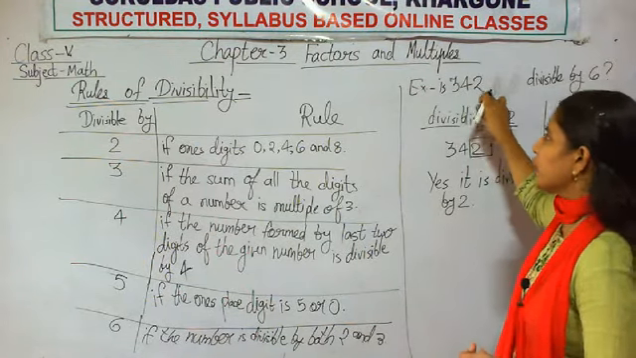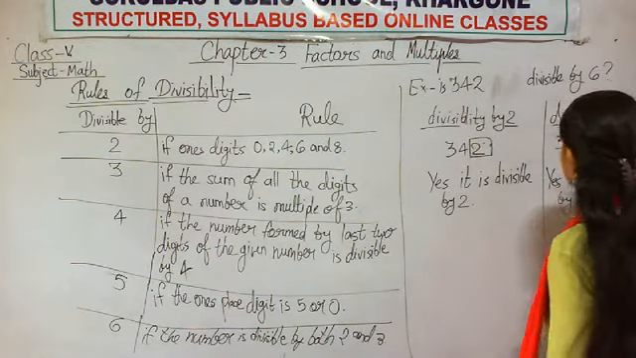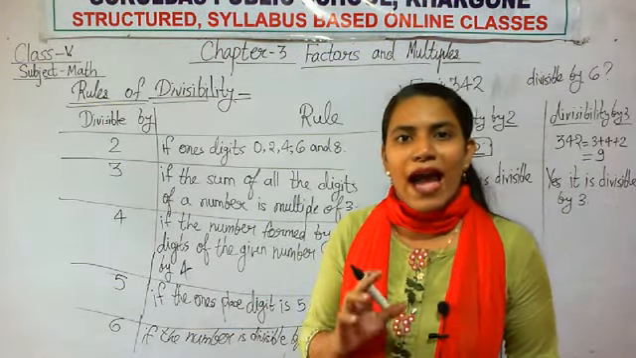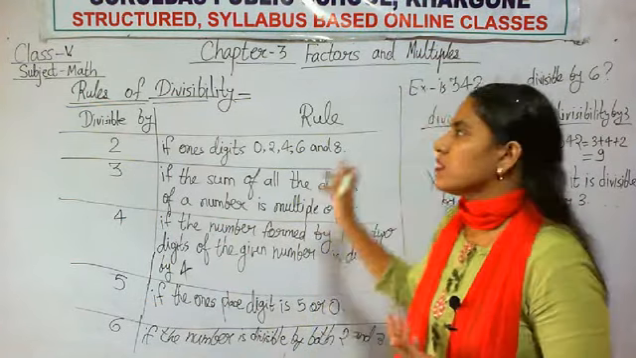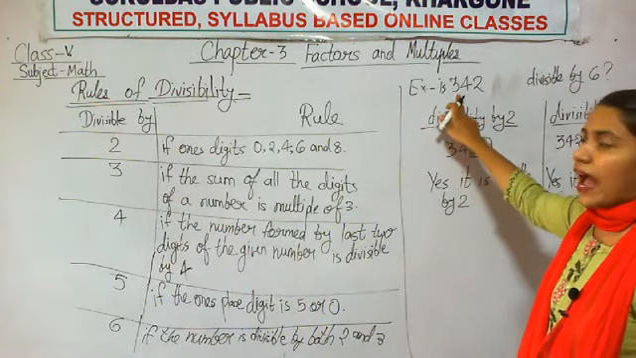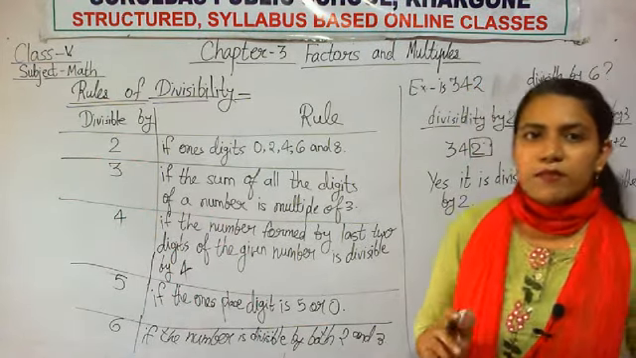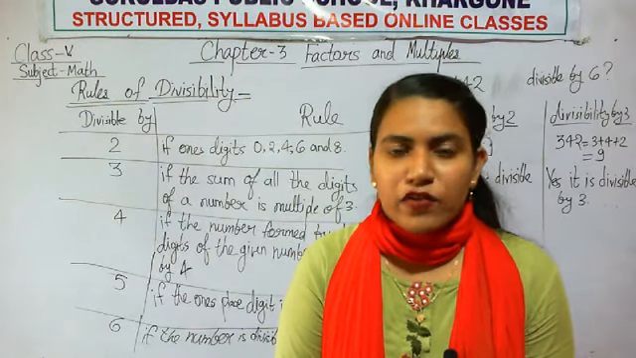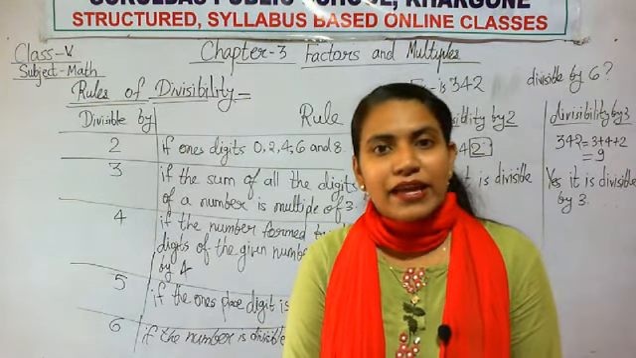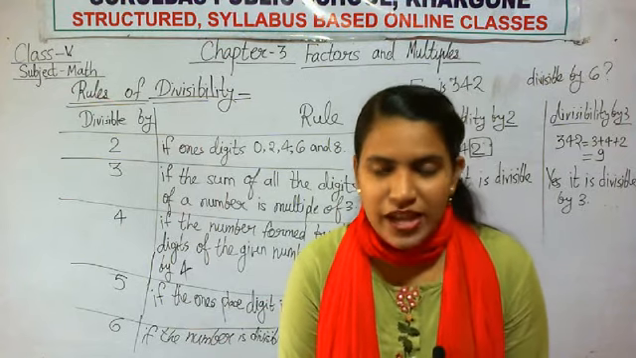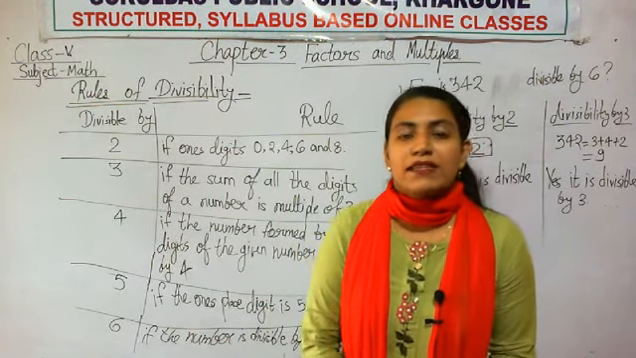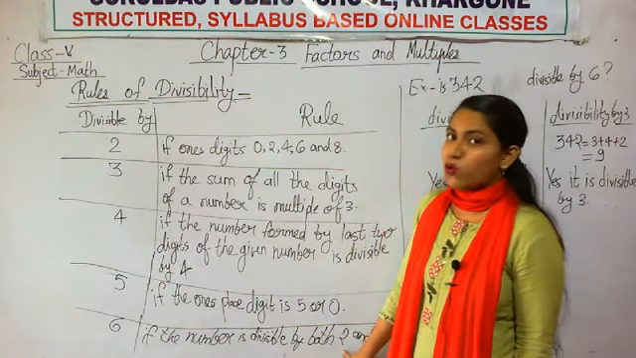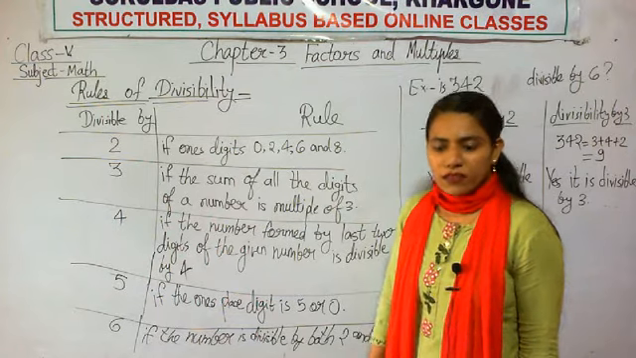Now this 342 is divisible by 2 and is divisible by 3, both, right? Which means you can conclude that 342 is divisible by 6. So remember, for checking the divisibility of a number by 6, you have to consider both the divisibility by 2 and the divisibility by 3.